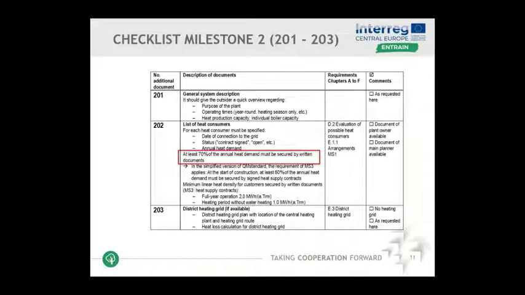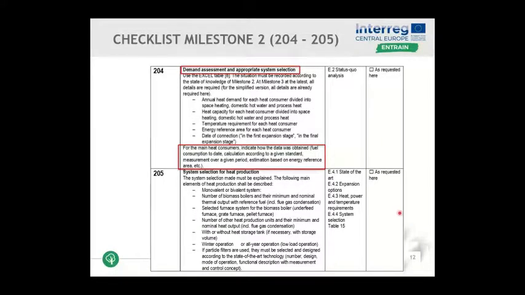So here is really a screenshot from the document. For instance, for the checklist milestone 2, you can find again all these quality criteria. For the list of heat consumers that has to be delivered for milestone 2, it is written that at least 70% of the heat demand should be secured when reaching milestone 2. So do not build a plant before you know that at least 70% of the heat you planned with can actually be sold. Such quality criteria can be found within these checklists. Here's some more for milestone 2, regarding demand assessment and appropriate system selection.